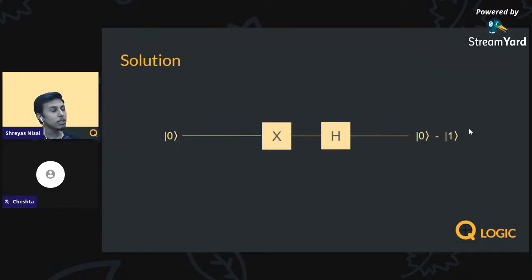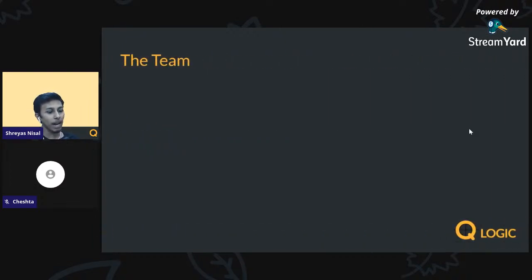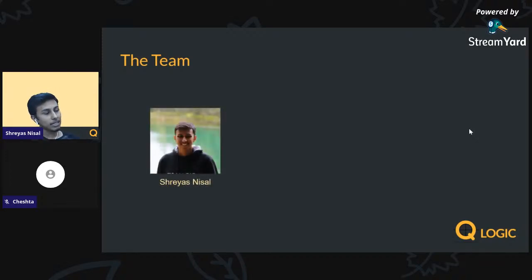So with this puzzle in mind, I thought, why not make an entire puzzle game like this, where there are a lot of puzzles of this sort. So I thought we could make this a game, and I started building my team. If you attended the previous talk, there was mention about how making a quantum game would involve a team of people, someone who would know game development, someone who would know quantum physics, and probably someone who would know graphics as well. So the first person would be me.